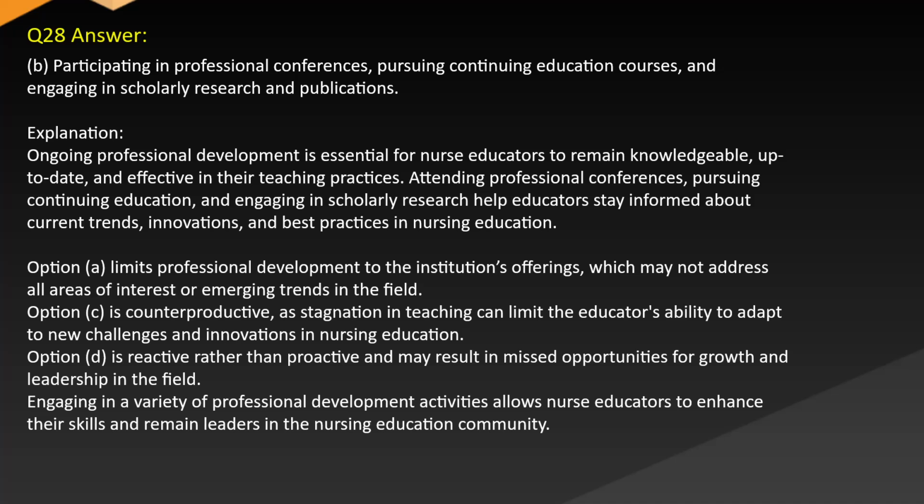Option C is counterproductive, as stagnation in teaching can limit the educator's ability to adapt to new challenges and innovations in nursing education. Option D is reactive rather than proactive and may result in missed opportunities for growth and leadership in the field. Engaging in a variety of professional development activities allows nurse educators to enhance their skills and remain leaders in the nursing education community.